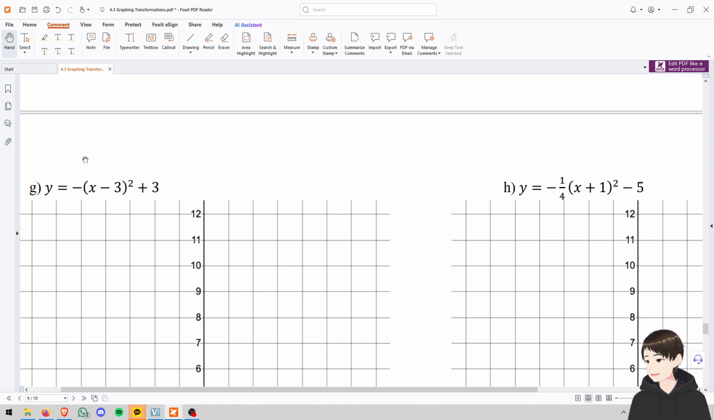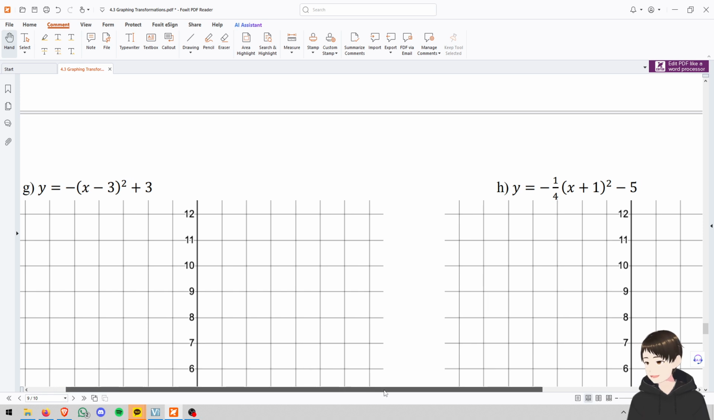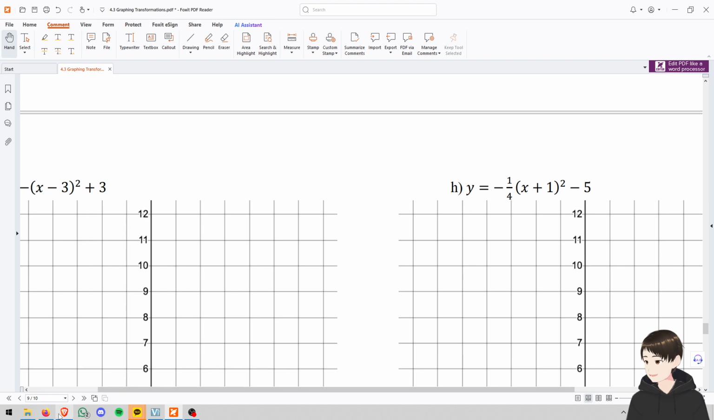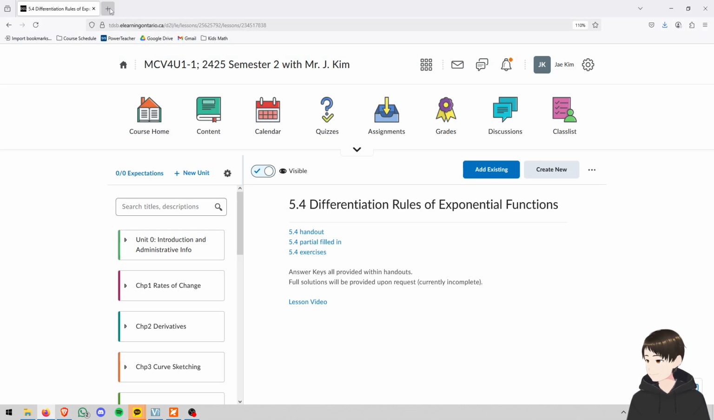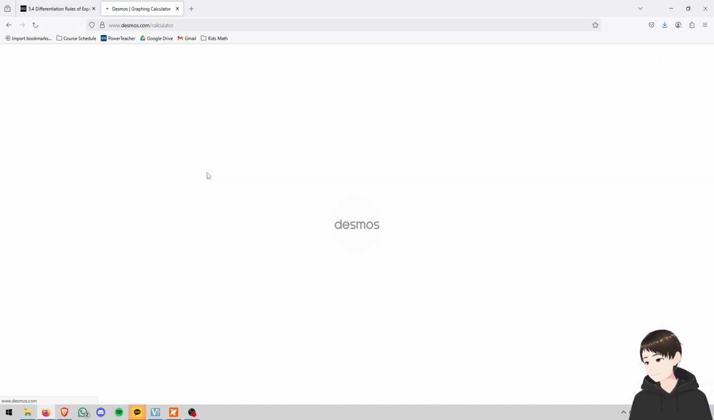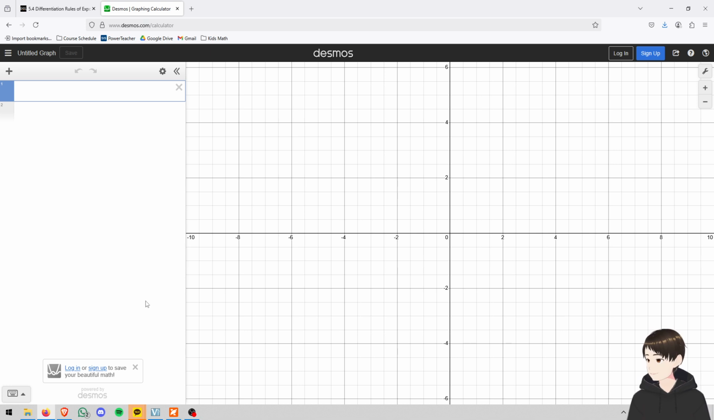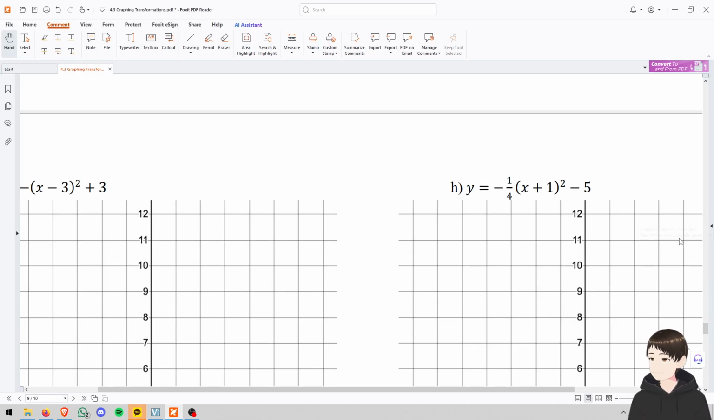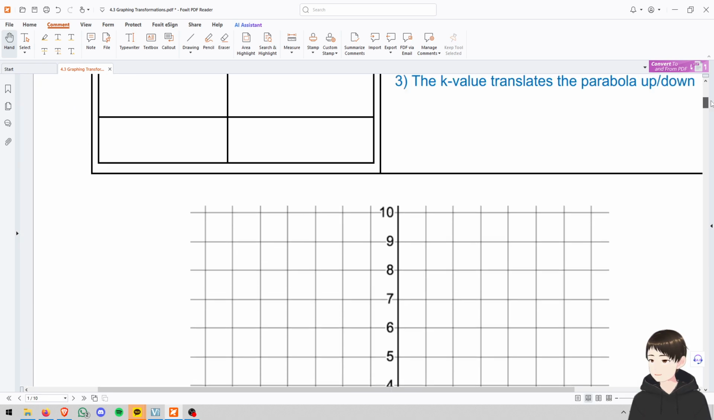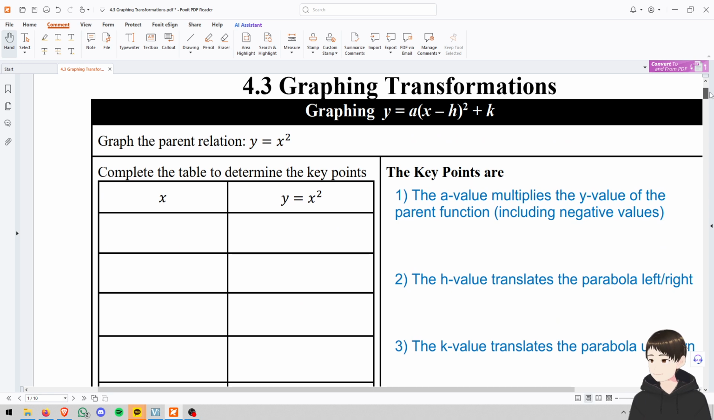Okay? We're going to take a look at what the A value does, what the H value does, what the K value does. We're going to layer it on top of each other, and we will have a final product. And we will test it using Desmos right here to show that our system is actually working. Okay, that's our goal.